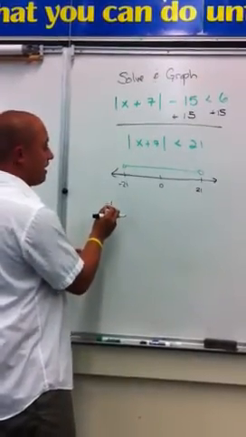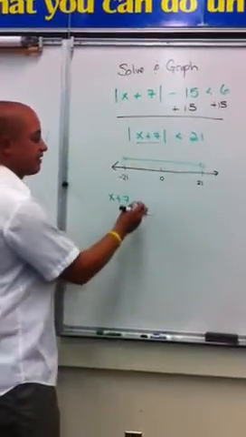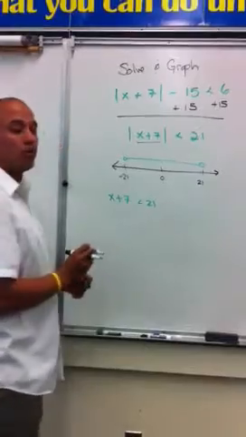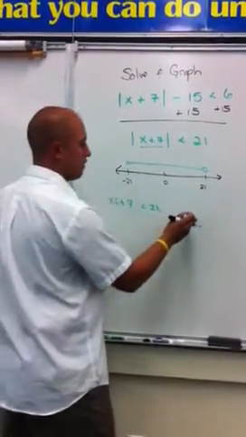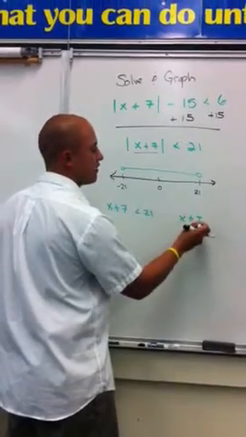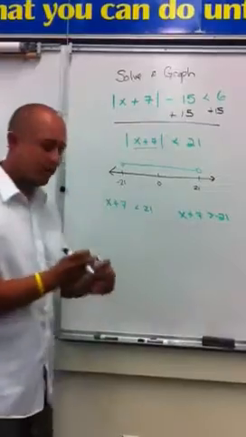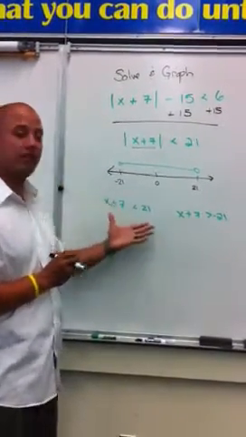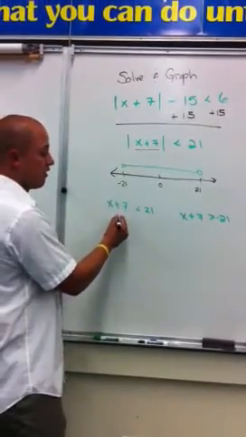Because I know that x plus 7, the quantity right here, has got to be less than 21. What we also know is that it also has to be greater than this negative 21. So this x plus 7 also has to be greater than a negative 21. Okay, so I drew this initial graph here to help us get these two inequalities. Now what we can do from here is just solve.